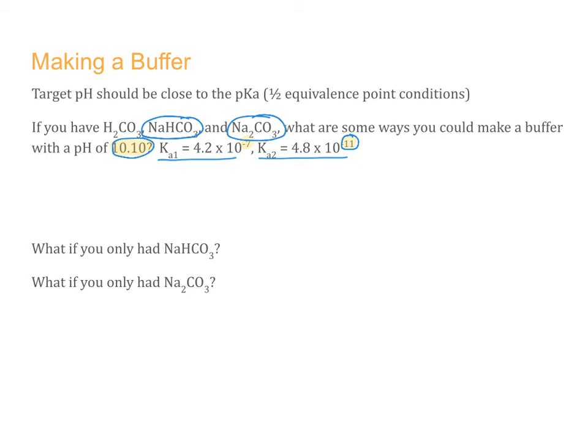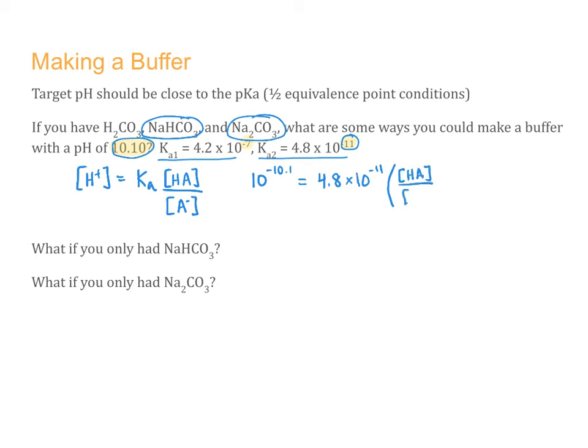So to figure out what we're going to make, think about the buffer equation, in other words, the rearranged Ka expression: the hydrogen concentration is the Ka times the ratio of the acid and its conjugate base. We need a pH of 10.1, so the hydrogen concentration would be 10 to the negative 10.1. The Ka we're looking at is 4.8 times 10 to the negative 11th. We want to know what the ratio of HA to A minus would be.